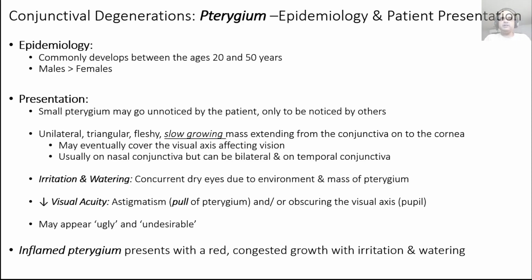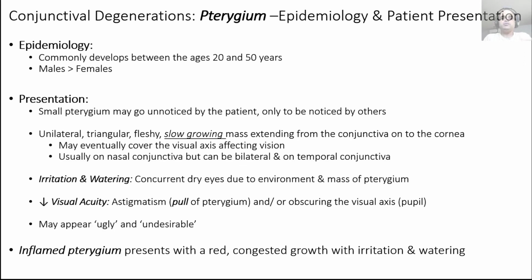On examination, it appears as a unilateral, triangular, fleshy, slow-growing mass that extends from the conjunctiva onto the cornea. It does grow. It does not remain static. So its size would increase with time. How much and how fast the size would increase usually depends upon what precautions the patient is able to take once it's diagnosed. It can grow large enough to cover the visual axis, that is, it won't allow light to go into the cornea, which can cause visual symptoms.